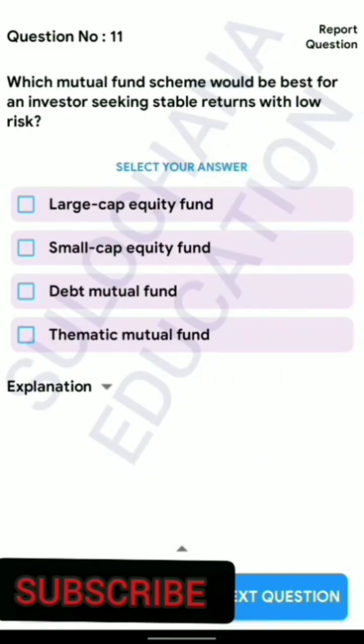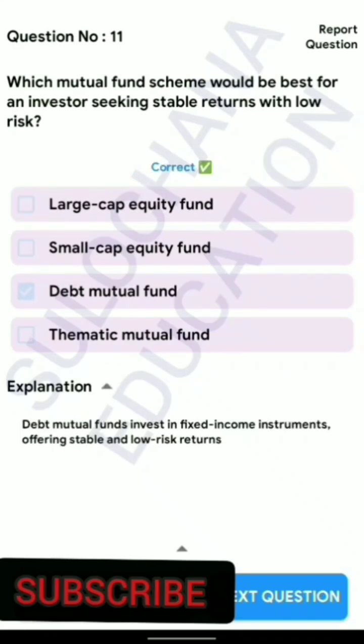Which mutual fund scheme would be best for an investor seeking stable returns with low risk? Options are A, large cap equity fund, B, small cap equity fund, C, debt mutual fund, D, thematic mutual fund. Correct answer is option C, debt mutual fund.